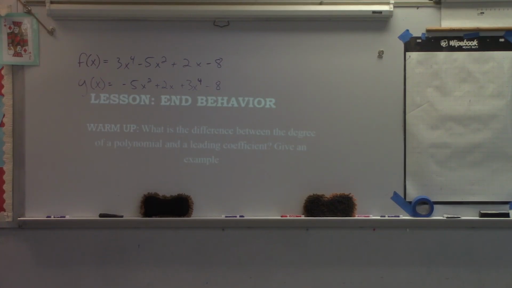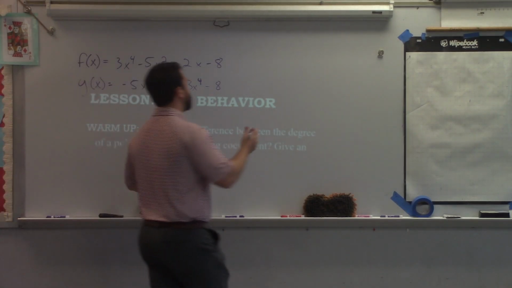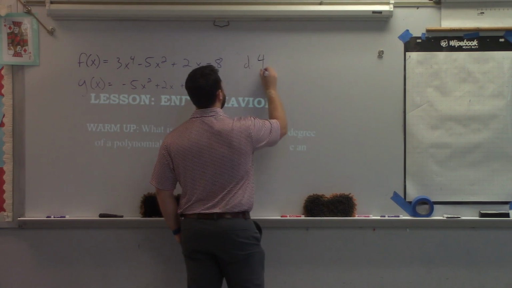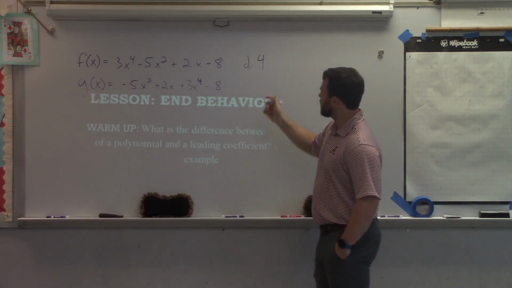What are you thinking? Say again. Four is the leading coefficient? No, like, where's the degree? What is? Okay, so what do you think for both of them? Which one? Okay, alright, let's talk about it. So degree, what do we think the degree for f of x is? The degree is 4? Okay. What do we think the degree is for g of x?